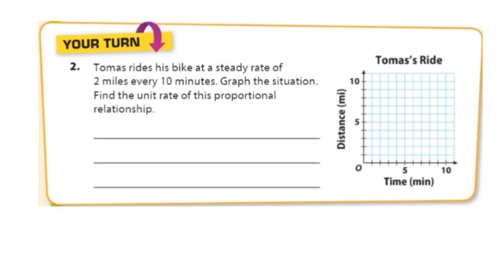Okay, so try the your turn for Thomas, and they want you to graph this too. So this is going to be proportional. It does say proportional. You can start at 0, mark your point of 2 miles every 10 minutes, mark that point, and you can start here and go through that point.